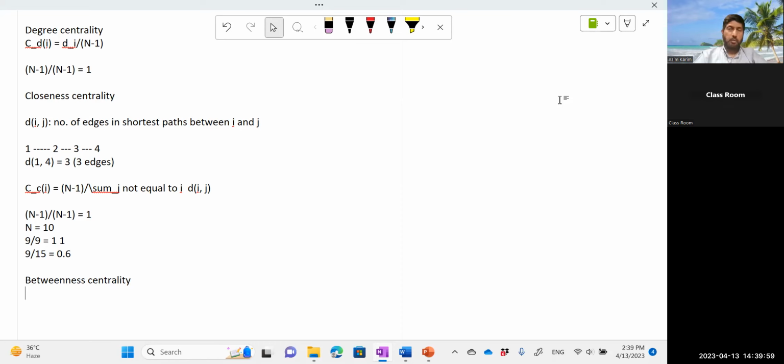So we are talking about a particular node I. For example, let's take two nodes J and K, which are not I. If there are many such pairs of nodes J and K for which I lies between their path, then it means that I is important. So if there are many paths between other nodes in the graph J and K that have to pass through I, then I is important. If I does not lie on the path of other nodes, then I is less important. So this is the idea, and we'll need to quantify this.